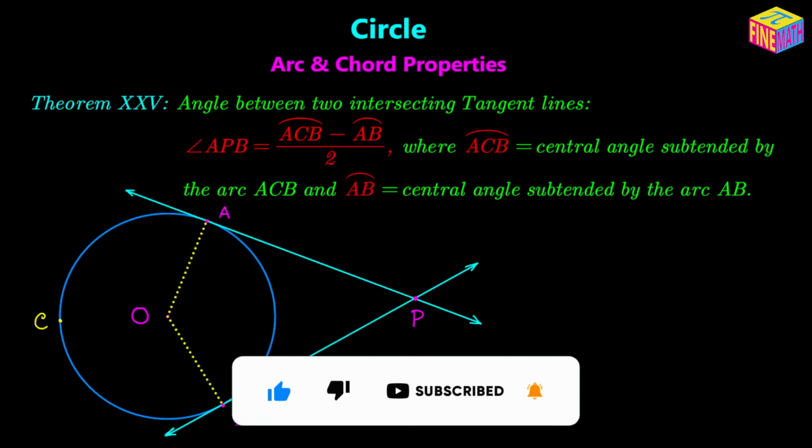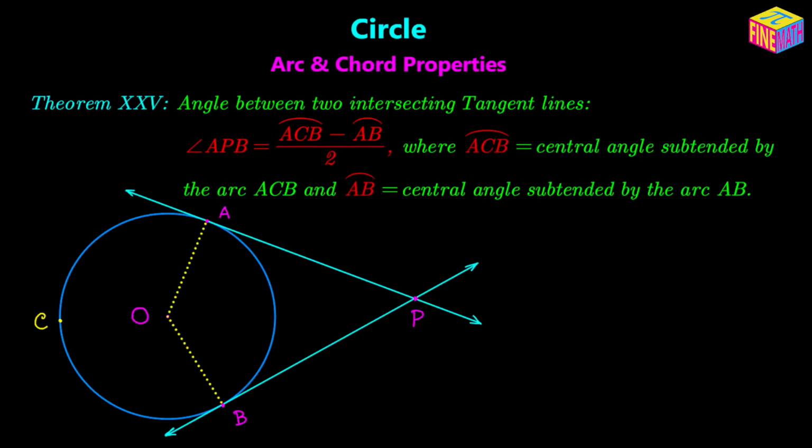As you can see in the diagram, we have to prove that the angle APB will be equal to half of the difference of the yellow angle, which is the central angle subtended by the arc ACB, and the green angle, which is the central angle subtended by the arc AB. So angle APB will be half of the difference of these two angles. Obviously the yellow angle is the larger one here and the green angle is the smaller one. So angle APB will be half of the yellow angle minus the green angle.